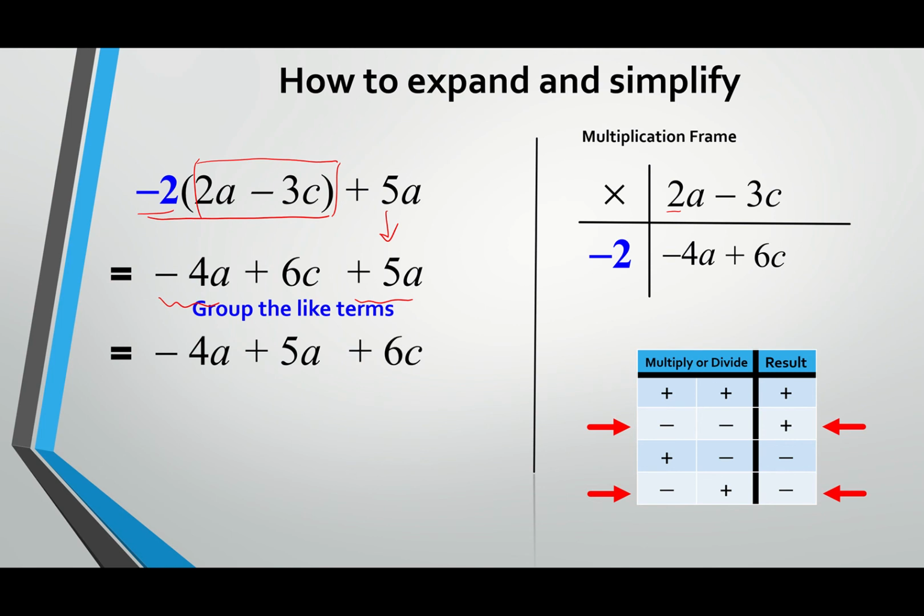Now we are going to simplify the like terms. How do we simplify the like terms? We're just going to worry about the coefficient. Negative 4 plus 5. You can key in your calculator minus 4 plus 5 and you will get 1. So we put the answer as a, because 1a is a. Then what do we do with the plus 6c? We bring it down because we cannot simplify anymore. a plus 6c is the final answer because they are unlike terms. We can't simplify them any further. Okay, let's go to the next question.